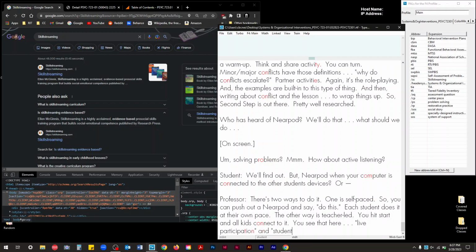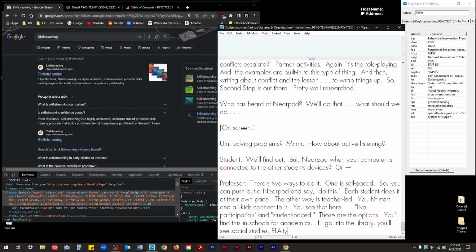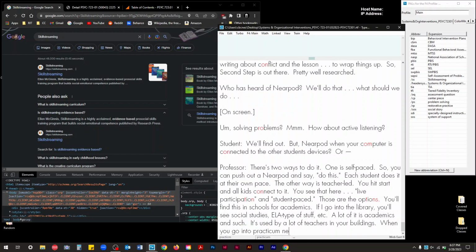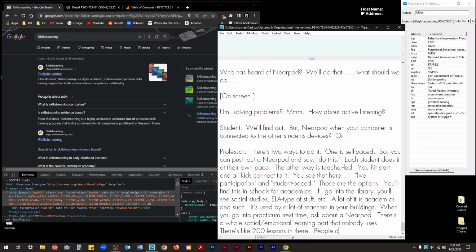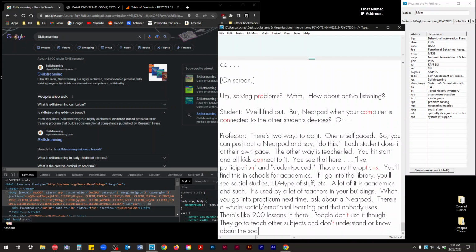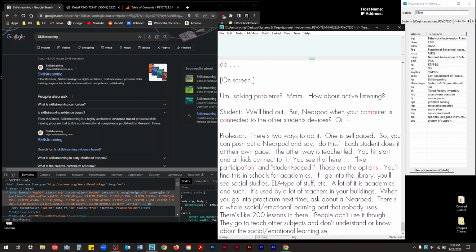And by the way, you're going to find Nearpod in schools for academics. If I go into the library, you're going to see social studies, you're going to see ELA type stuff. A lot of the resource library is about academics and curriculum. So it's used by a lot of teachers in your buildings. When you go into practicum next time, ask if they have Nearpod, because there's a whole social emotional learning section that people don't know about. There are something like 200 and some lessons in here. People don't use it because they go on to teach social studies or global history or science, but they don't see or know that there's a whole social emotional learning section. So a lot of the schools actually have this to utilize. So we're going to do live participation.